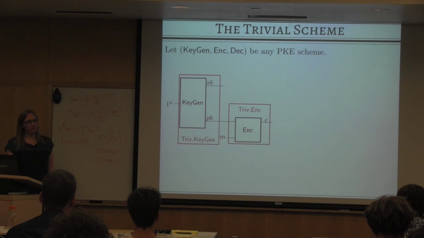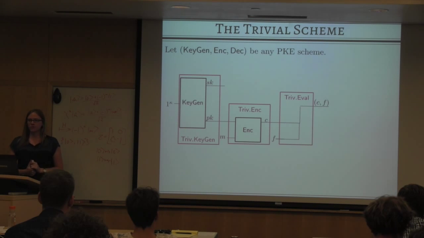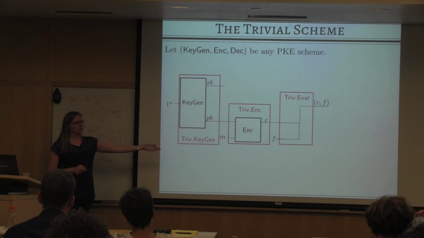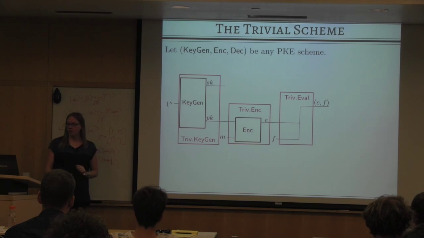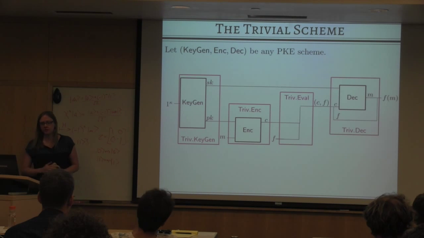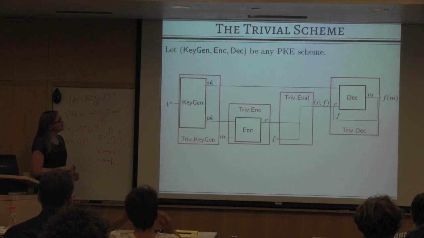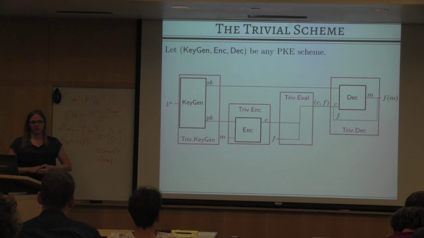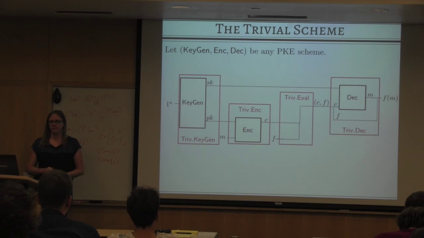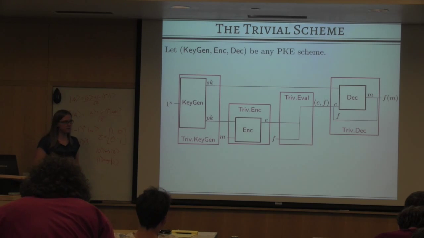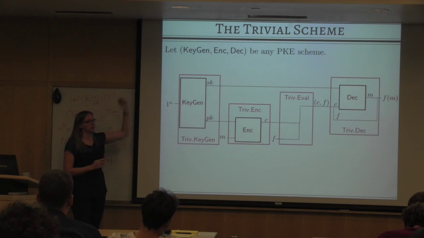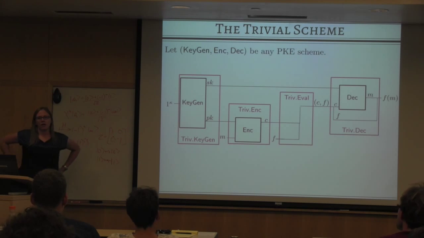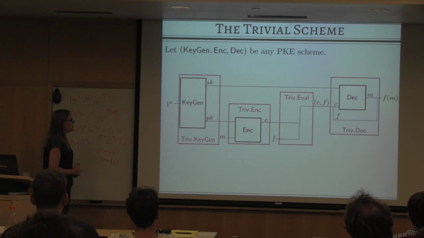Now how are we going to evaluate, since the public key encryption scheme doesn't have an evaluation procedure? The evaluation procedure is just going to take the ciphertext and the circuit and concatenate them. And then the decryption procedure is the following. We use the public key decryption scheme to decrypt C and get a message M, and then we apply the circuit F to get F of M. This is as secure as whatever public key encryption scheme we started with, and it is homomorphic for all classical circuits.